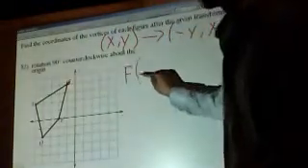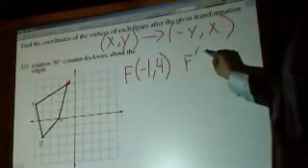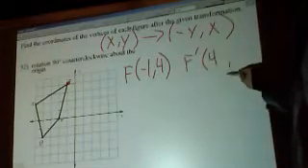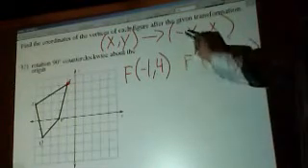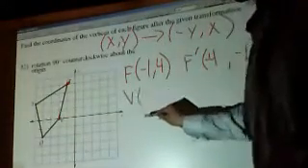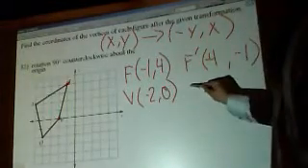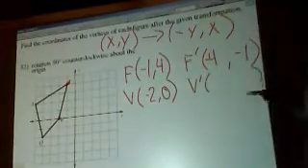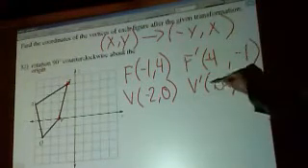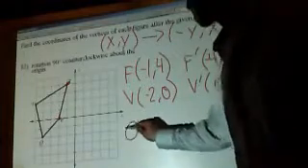So I'm going to do a couple of example points. Let's do f, okay? F is (-1, 4). So to get f prime, switch the numbers around, (4, -1), and then change the sign of the first one. Okay, so I get (-4, -1). Let's try that for v, okay? We got (-2, 0). So to get v prime, switch the numbers around. I got (0, -2), and change the sign of the first one. But negative 0 is just 0, so it doesn't matter.